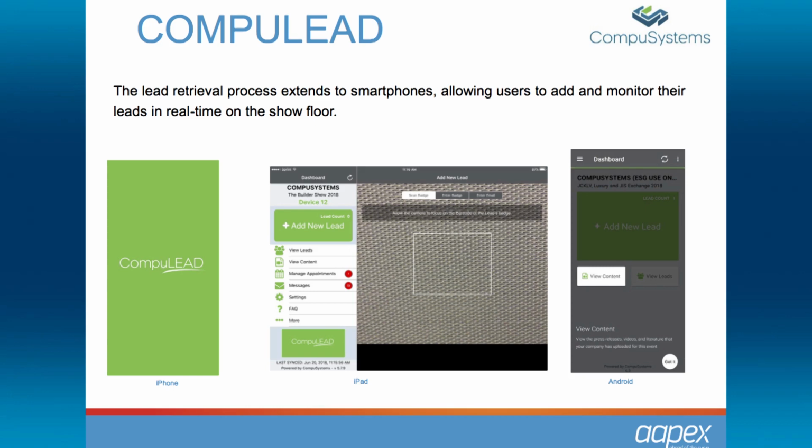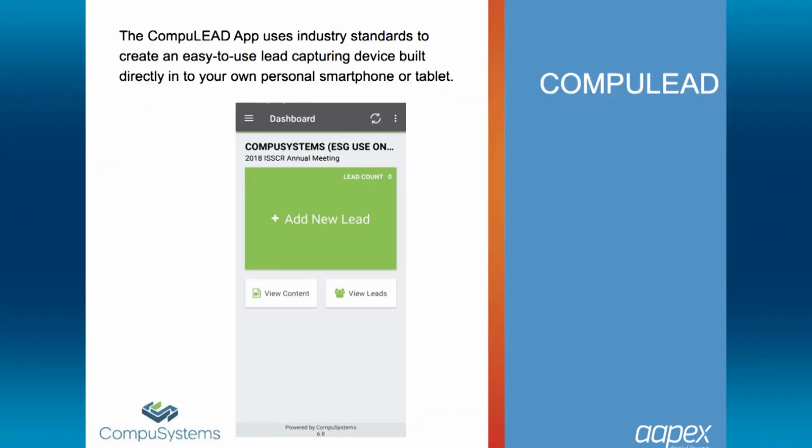Basically, this little slide menu pops up when you first open up the app, and finally at the end, we have our Android version. New for this year, we have a little tutorial that will pop up if you're not familiar with the app. It'll walk you through, and all you have to do is just tap anywhere on that screen to proceed. And again, we use industry standards.